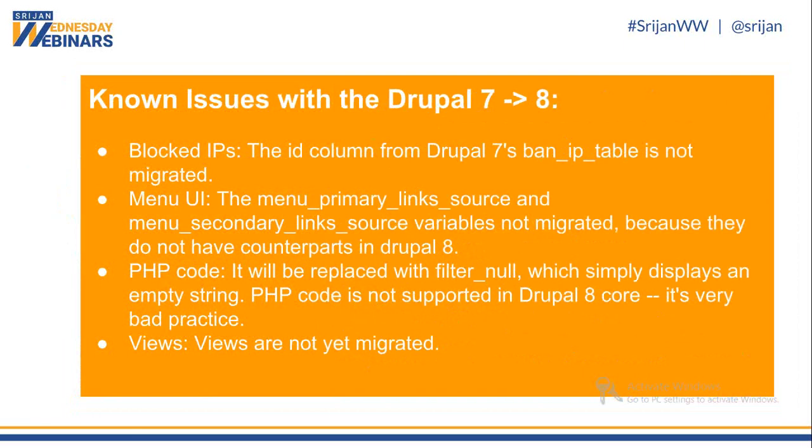It's a very bad practice to use PHP code, and it should be avoided in 7 also. In 8 there is no scope for using PHP code directly anywhere. And views, yes, I've already explained that the migrate API fails here. It cannot be migrated with the help of the migration API.